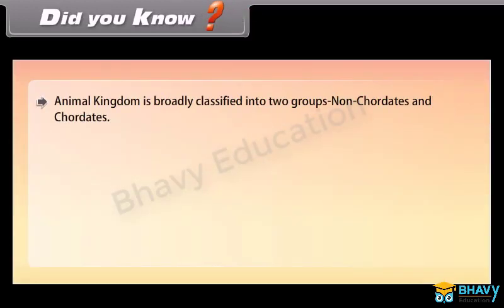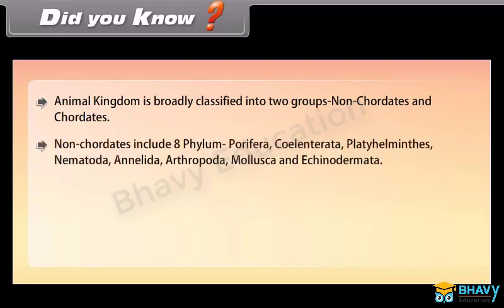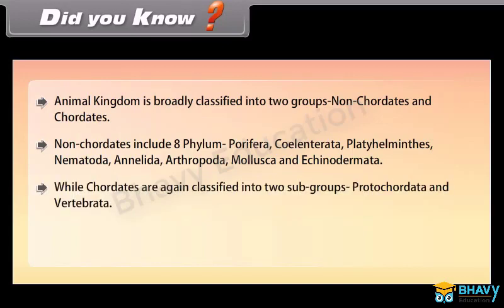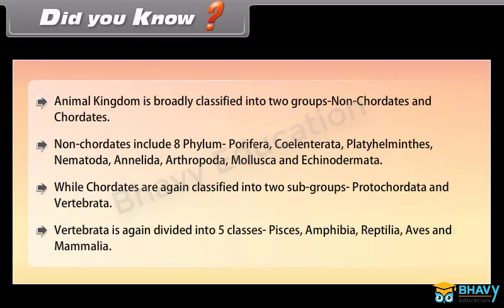Did you know the animal kingdom is broadly classified into two groups? Non-chordates and chordates. Non-chordates include eight phyla: Porifera, Coelenterata, Platyhelminthes, Nematoda, Annelida, Arthropoda, Mollusca, and Echinodermata. Chordates are again classified into two subgroups, Protochordata and Vertebrata. Vertebrata is again divided into five classes: Pisces, Amphibia, Reptilia, Aves, and Mammalia.